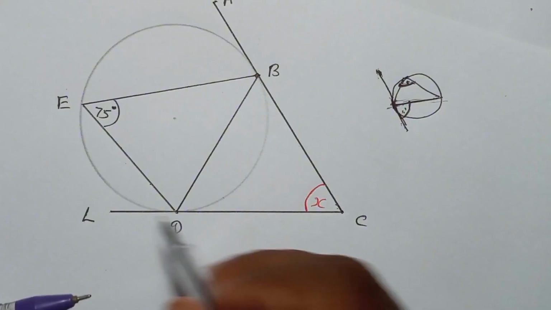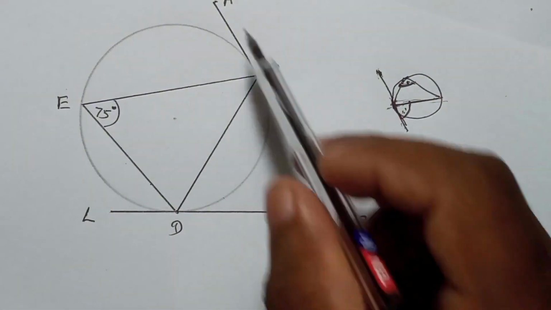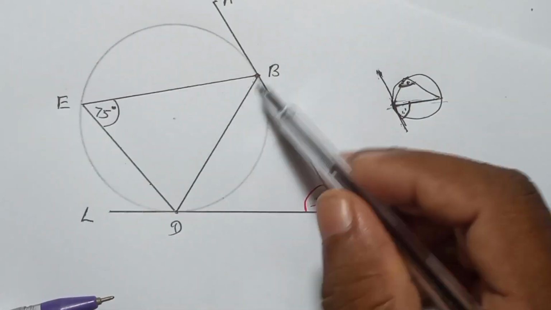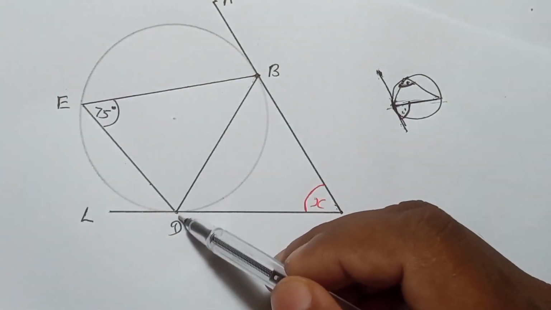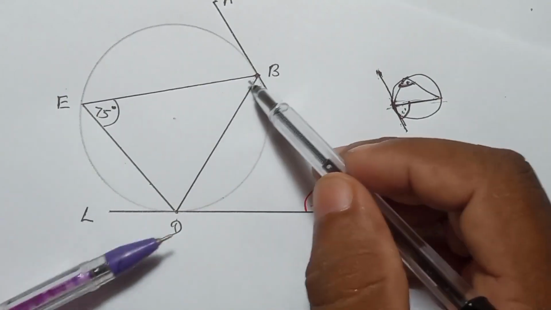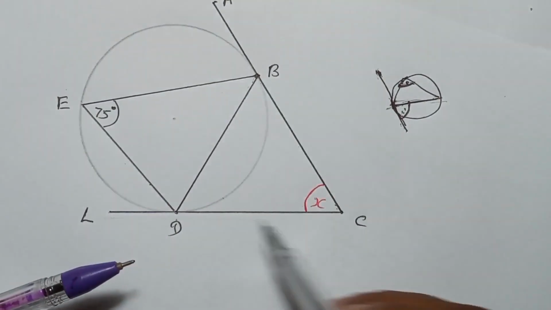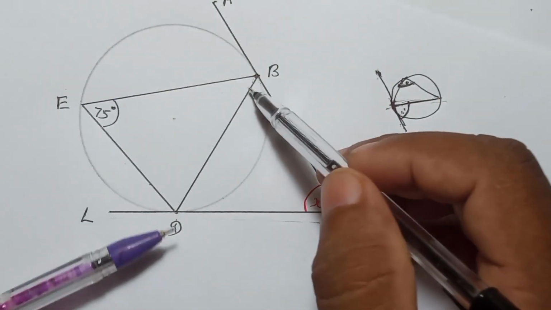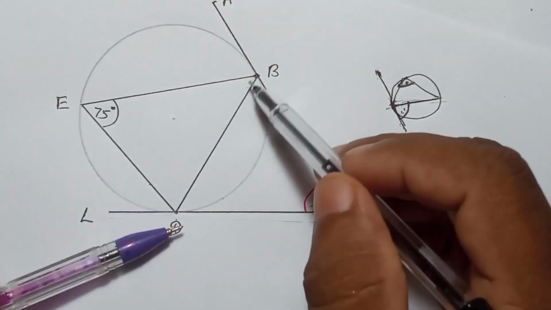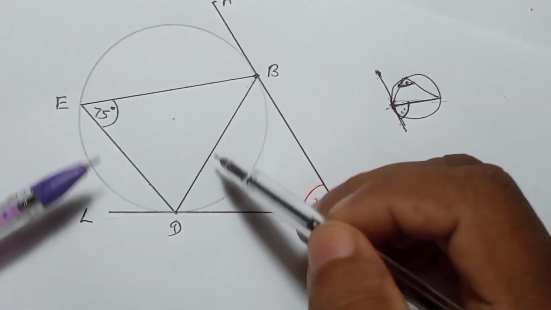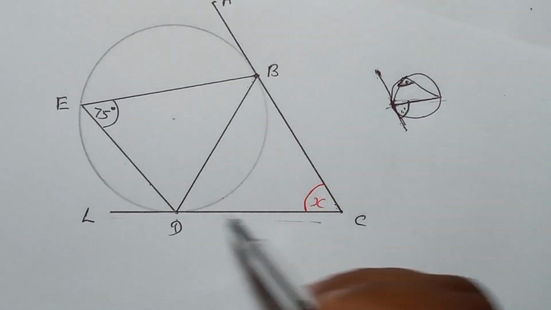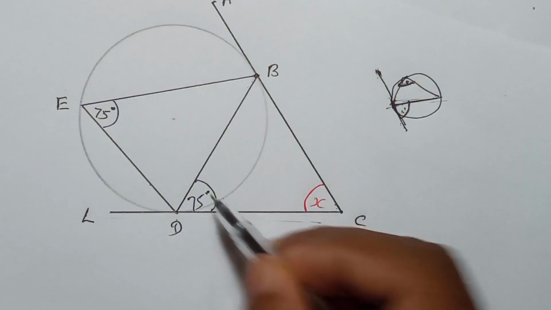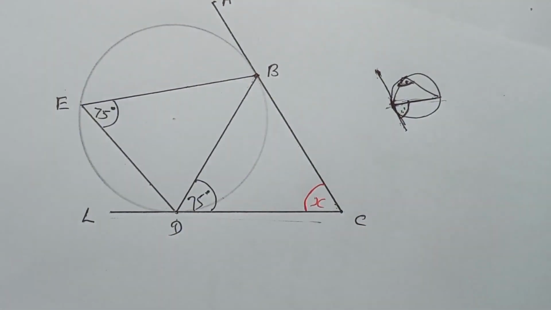Now both of these, LC and CA, are tangents. The chord you need to consider is DB. LC is the tangent, DB is the chord. The angle this chord subtends is equal to the angle between the tangent and this chord. That means here it is 75, right? This will be 75.